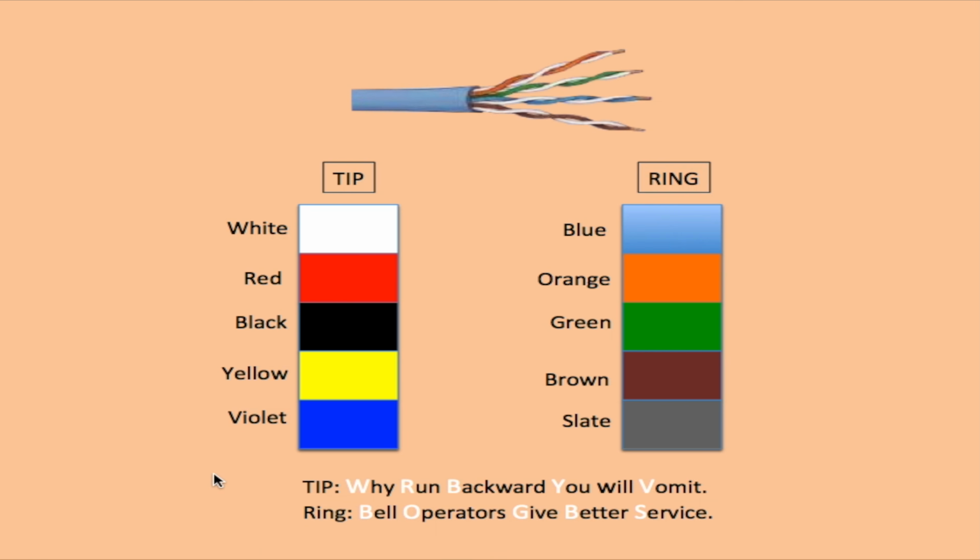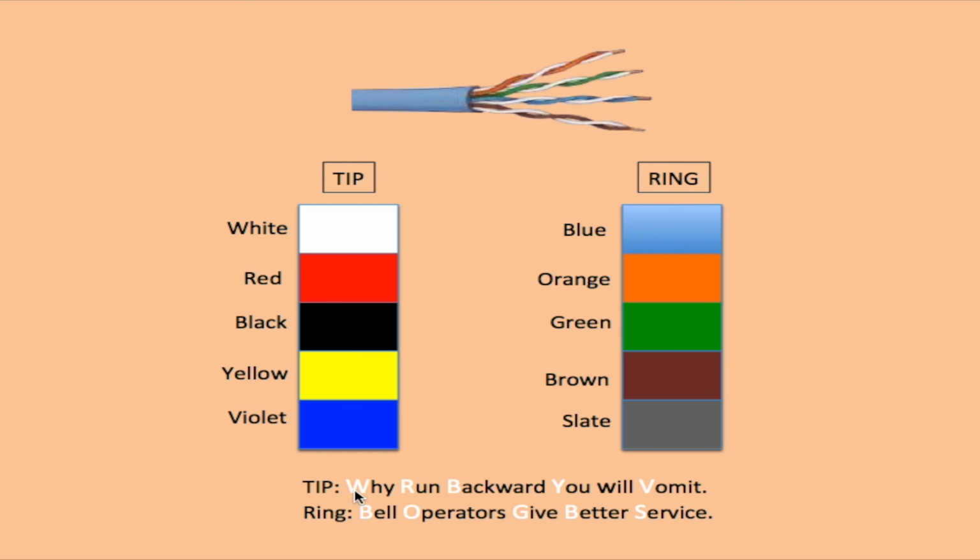Now the hardest part is remembering the sequence of colors for the tip and the ring. So I have under here 2 sentences that should help you to remember them. Now for the tip, the sentence, "Why run backward? You will vomit." And for the ring, I have bell operators give better service.